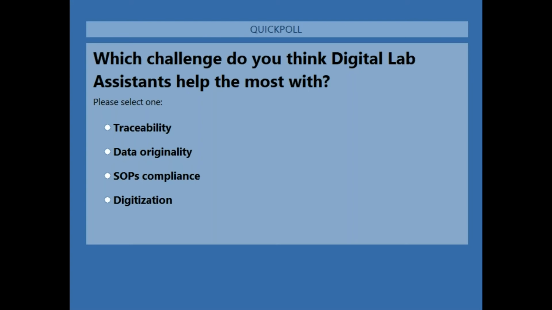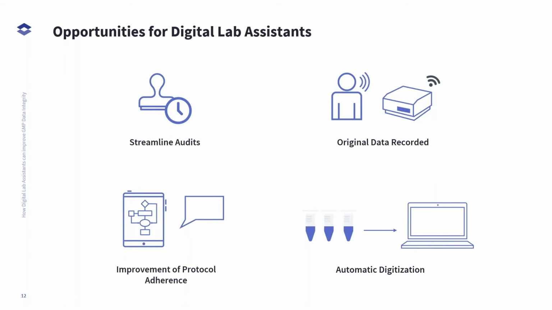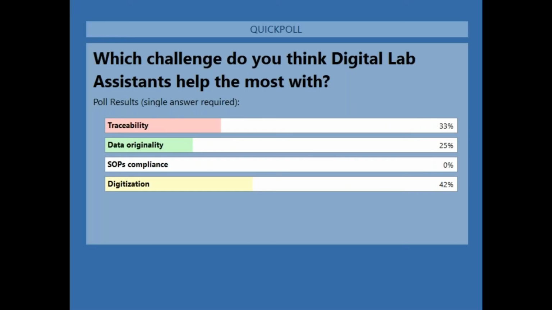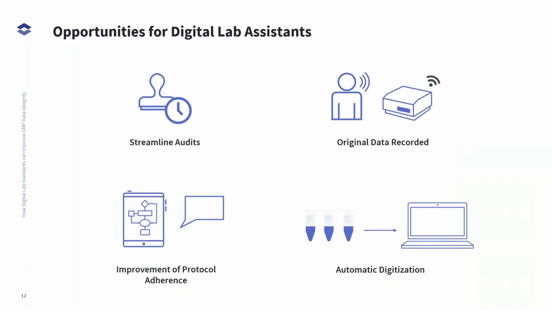Okay, excuse me. Looks like most of you got your votes in, and let's close polling now and have a look at what your colleagues are saying. 42% of you saying digitization, 33% saying traceability, 25% saying data originality. No one said SOP compliance. Interesting. Very much aligning with what the poll was like in our first section. So that is interesting to note. Thanks everyone for voting on that polling question.